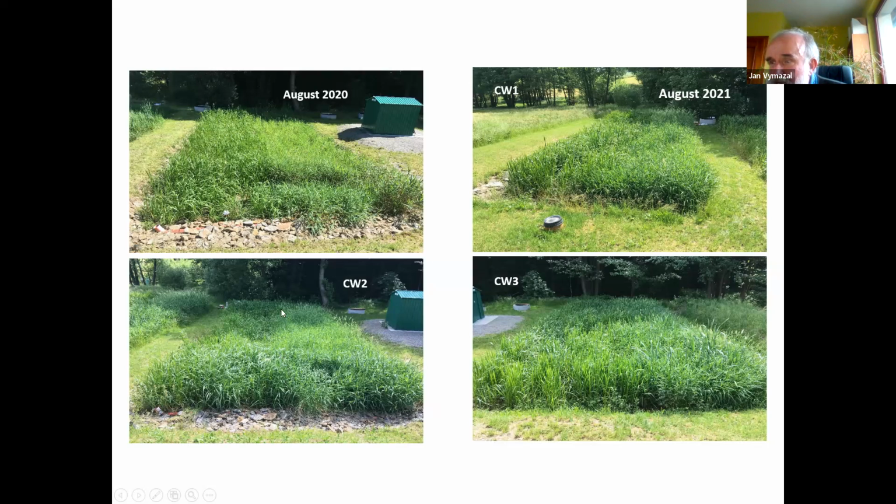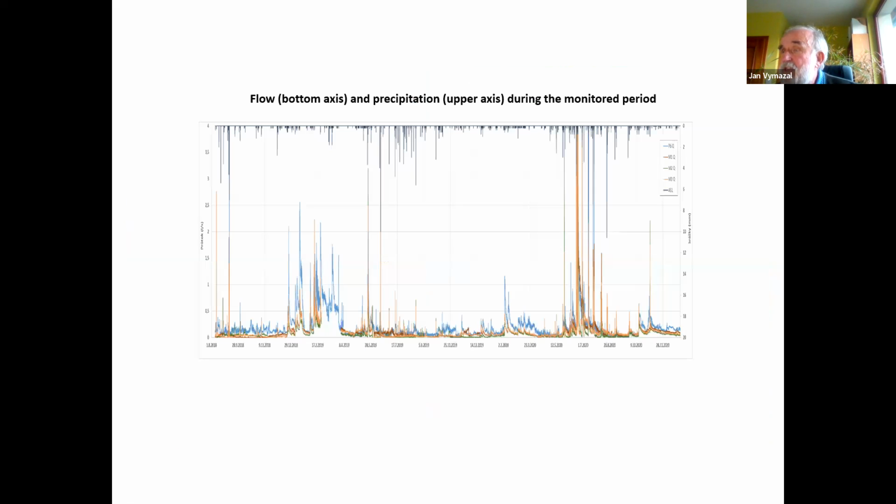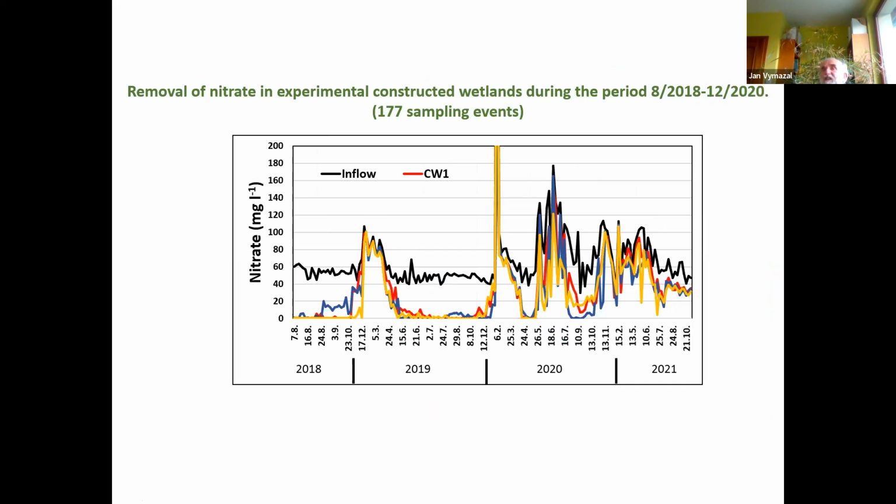So you can see they still do not encroach on each other too much at the moment, but probably we will see which plant will encroach on the other. And here we have the flow and precipitation. So it widely varies. And here I have the general picture.